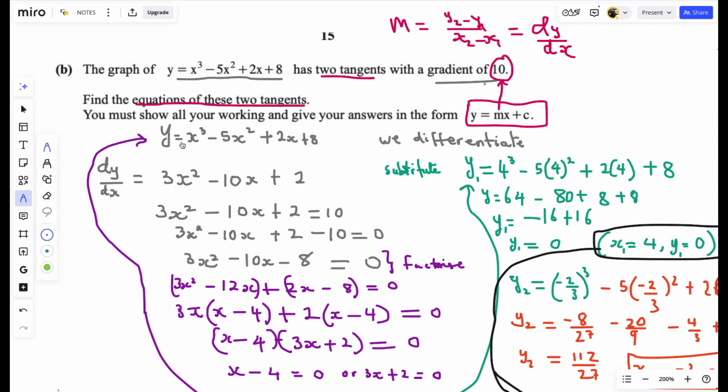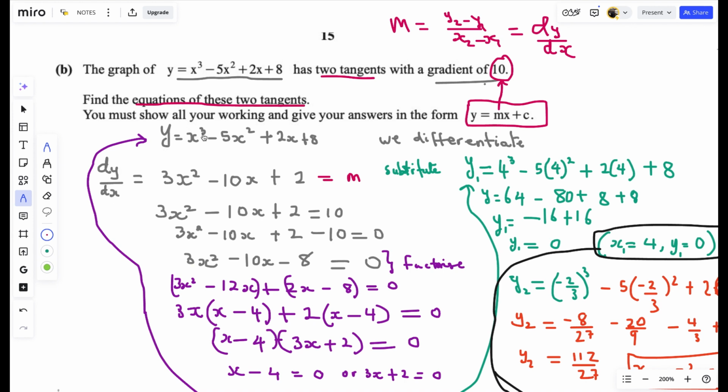Okay, so if we differentiate this one, it will be equal to our gradient. You equate it to the gradient if you differentiate it. So we can say it is equal to 10. If I differentiate this function, I will equate it to 10 and I can solve the quadratic. So that's the first thing to do. dy over dx, you differentiate this one.